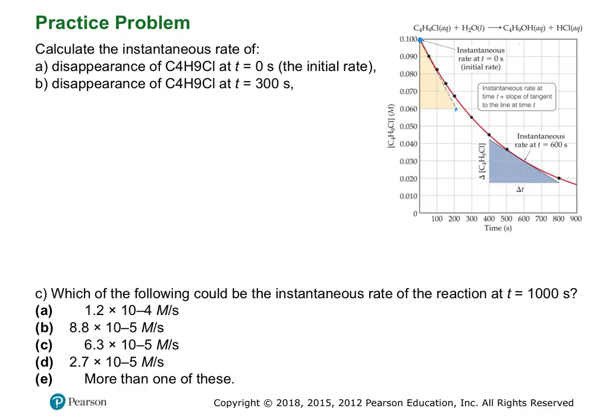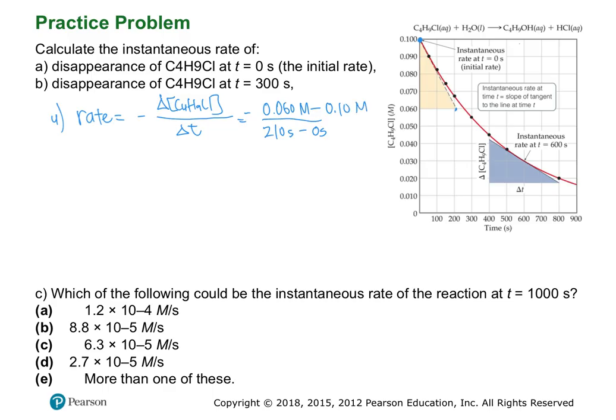So for A, the rate of disappearance is going to be negative change in concentration of C4H9Cl over the change in time, so negative out front. The times that I chose were 0 and about 210, so we're going to say 210 seconds minus 0 seconds, and the concentrations at 210 were 0.060 molar minus at the beginning it was 0.1 molar.